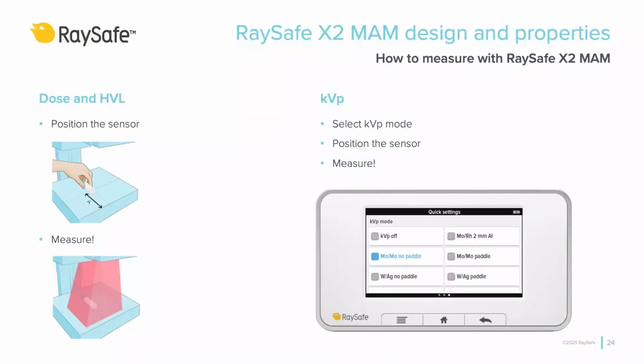This is just an overview to show you how easy it is to use the X2 with the MAM sensor. For dose and HVL, just place the sensor in the field, make an exposure, and read from the base unit. For KBP, add anode filter combination and make an exposure. It's that simple.